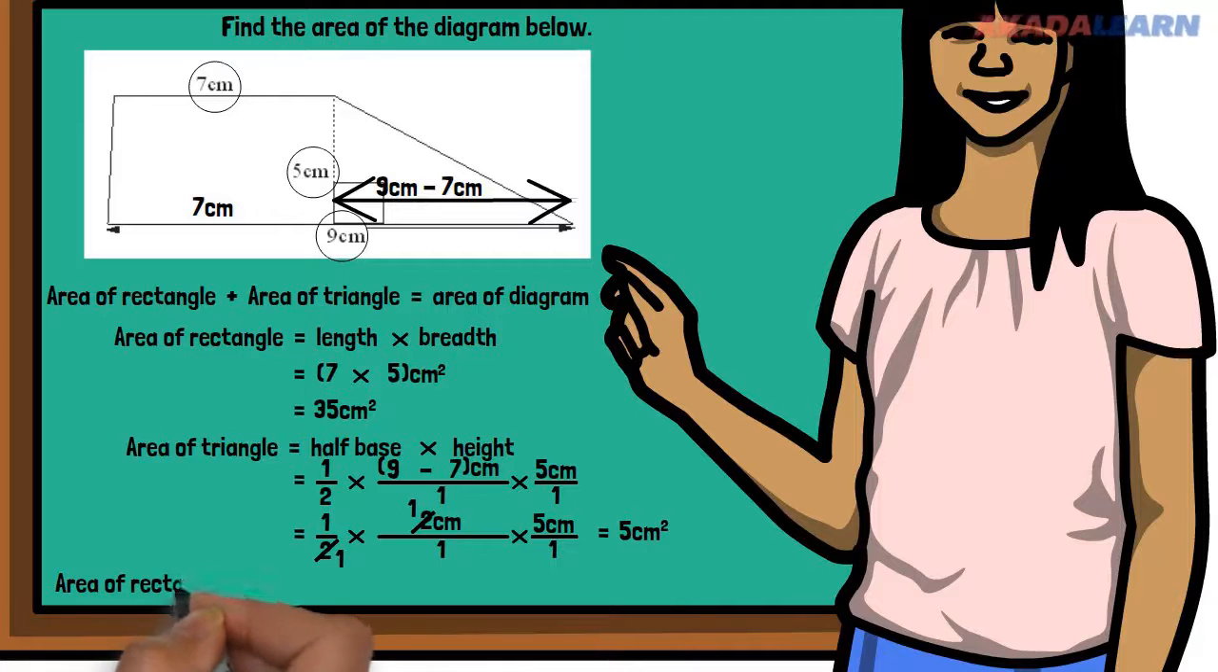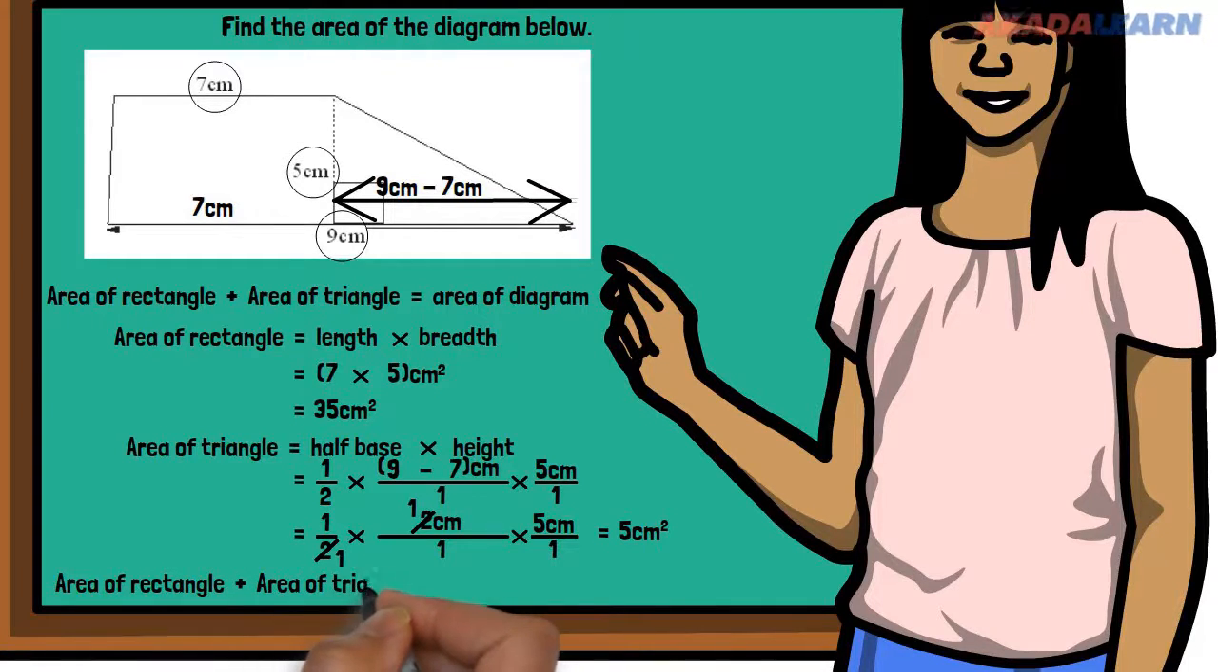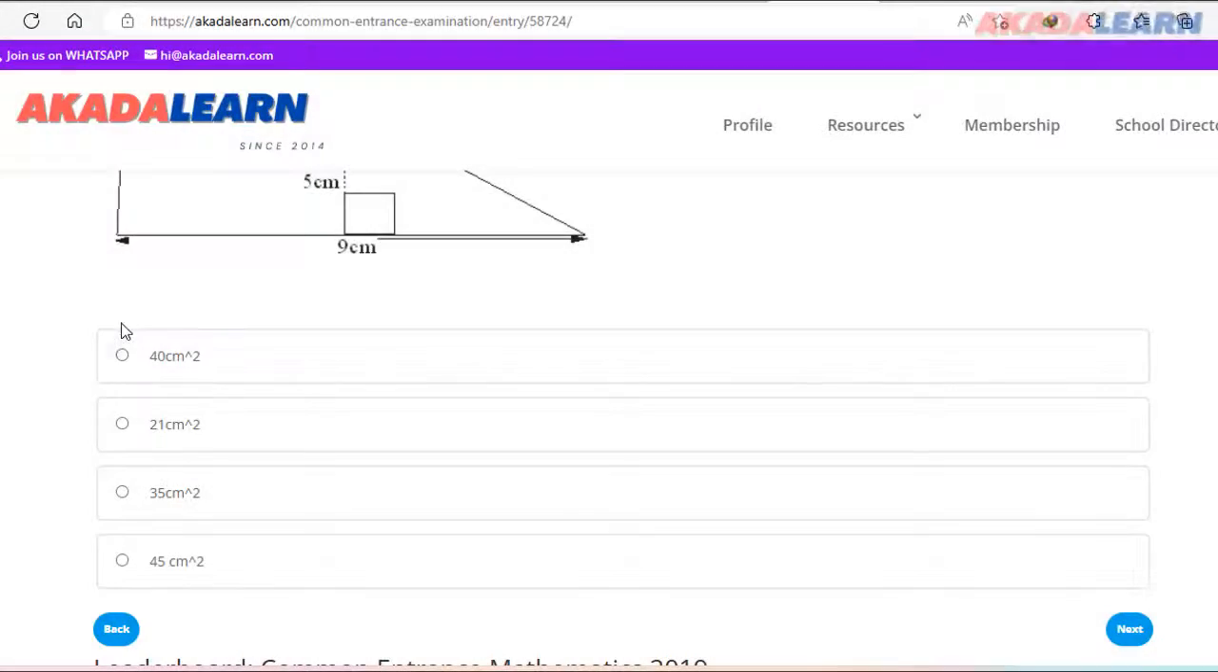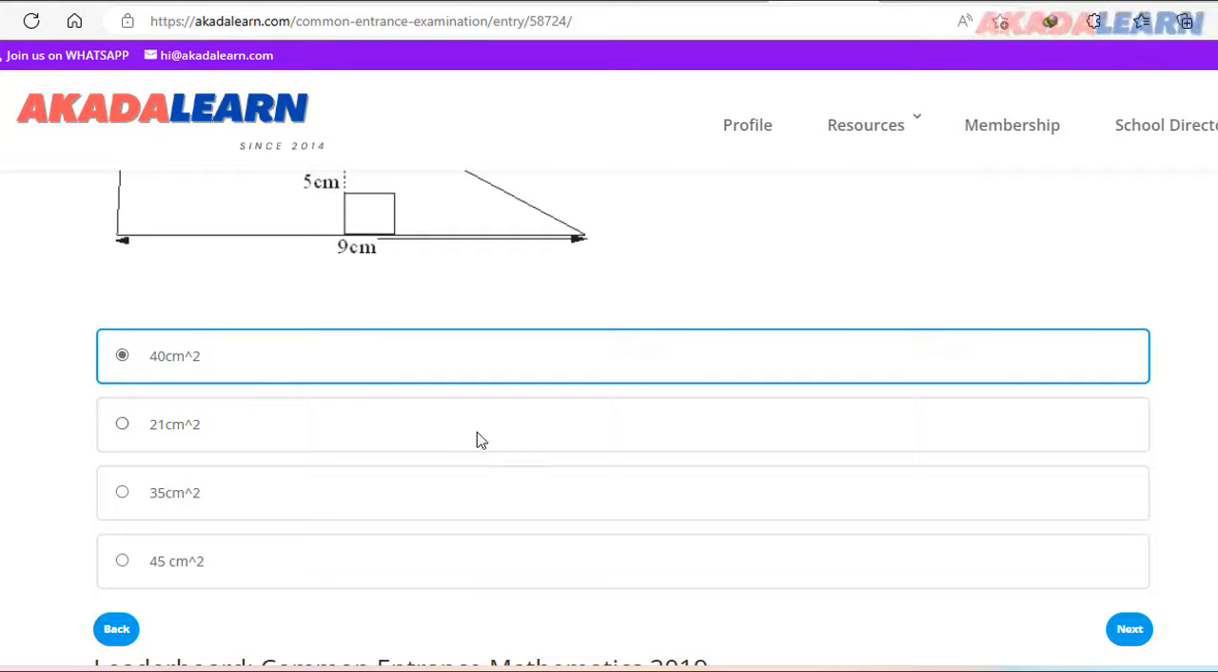So therefore area of rectangle plus area of triangle, which is the area of the diagram or shape, is equal to 35 cm squared plus 5 cm squared, which is equal to 40 cm squared. Final answer. So from our video we can see that this is the answer, 40 cm squared.